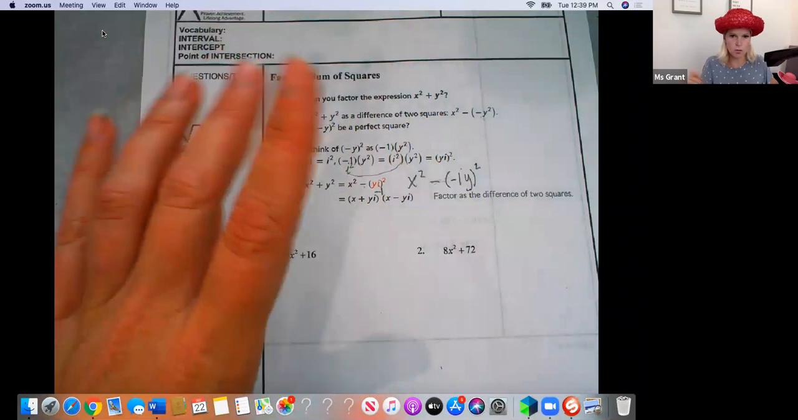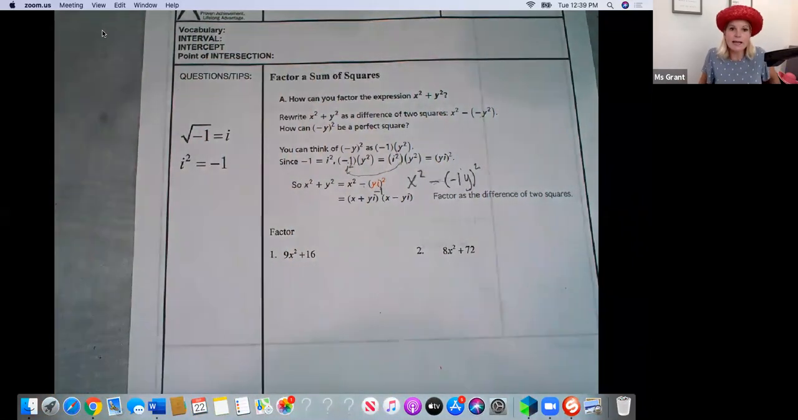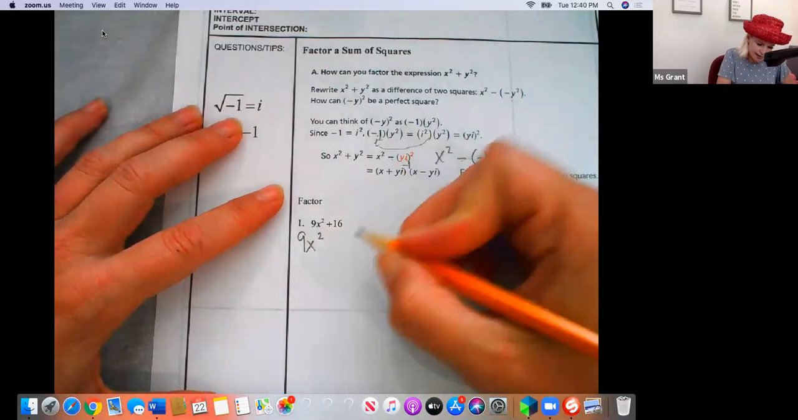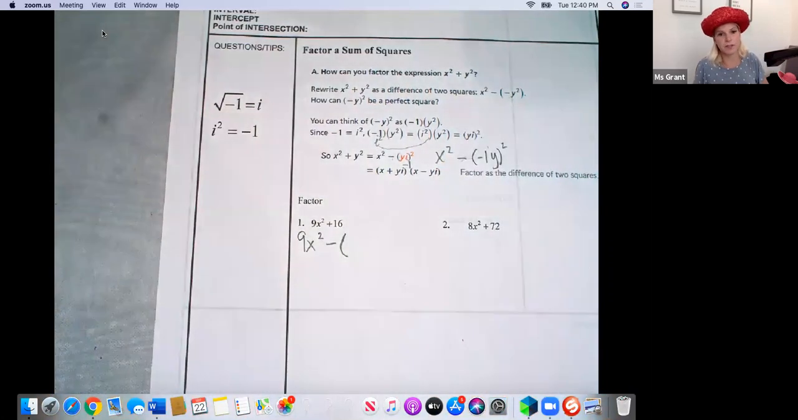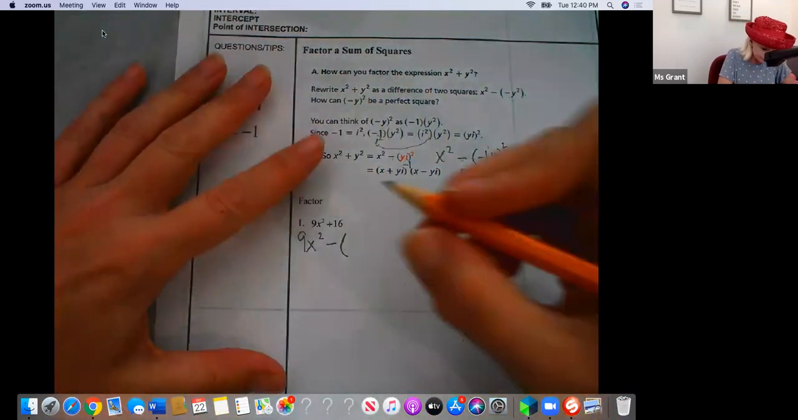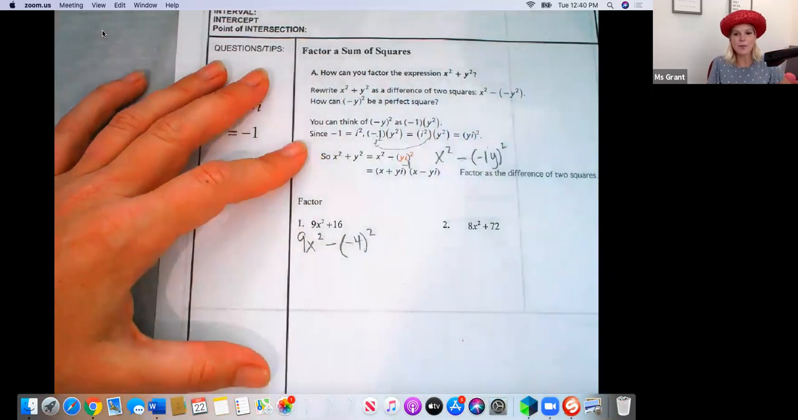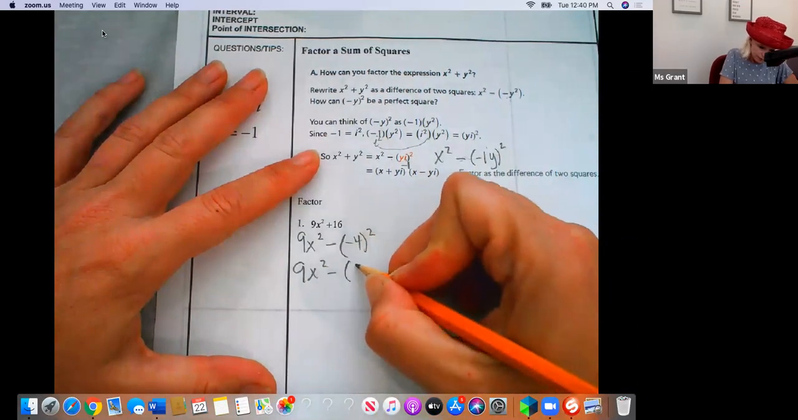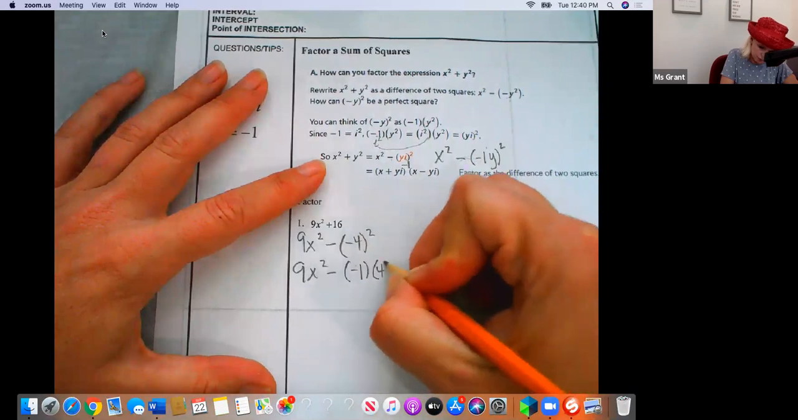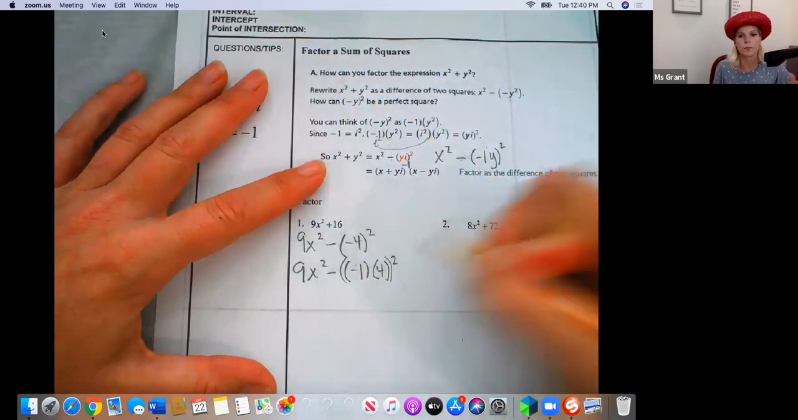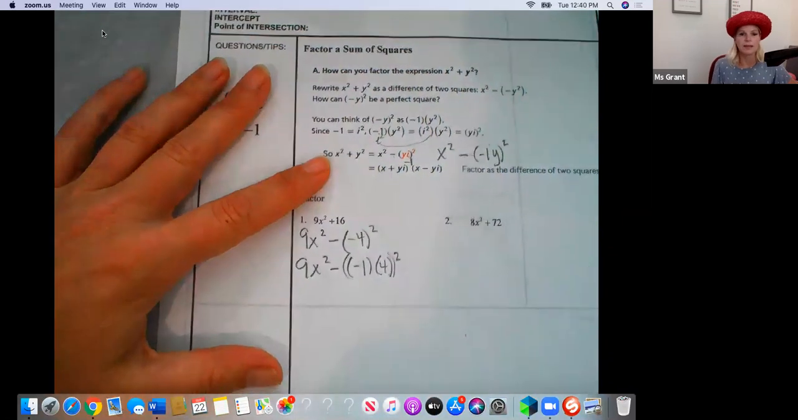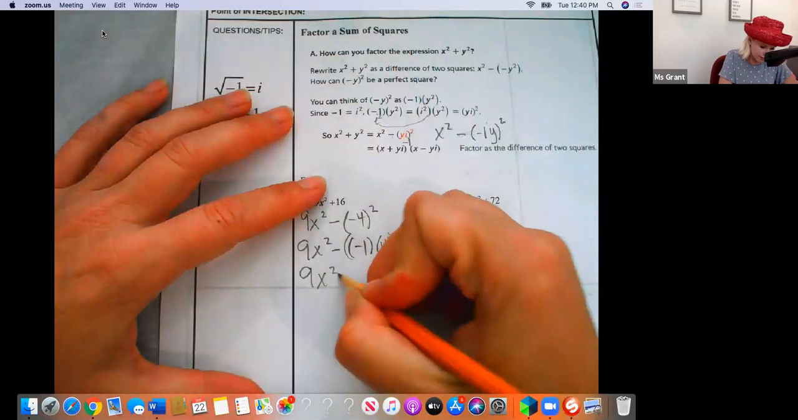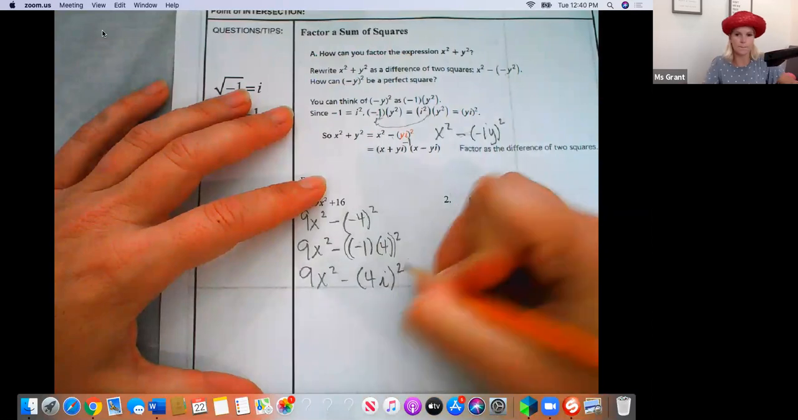So watch me do one of them first. Okay. 9x squared plus 16. Here's what I got: 9x squared minus, now what's 16? It's a perfect square, 4. But I don't want to write -4. I want to write -1 times 4 squared. They're like all together. But let's just write an i. 9x squared minus 4i squared.